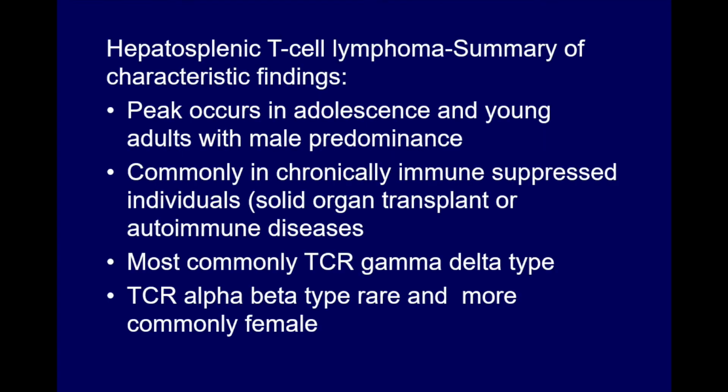We'll talk a little bit about hepatosplenic T-cell lymphoma. These generally peak in adolescents or young adults, which our patient is a little unusual because he's an older male. They commonly occur in chronically immune-suppressed patients, solid organ transplant or autoimmune disease, and also there's a peak in Crohn's disease as well. They usually are of the TCR gamma delta type of T cells, but in our particular case, we had an alpha beta TCR type. The alpha beta type is usually rare and is usually seen in younger females.